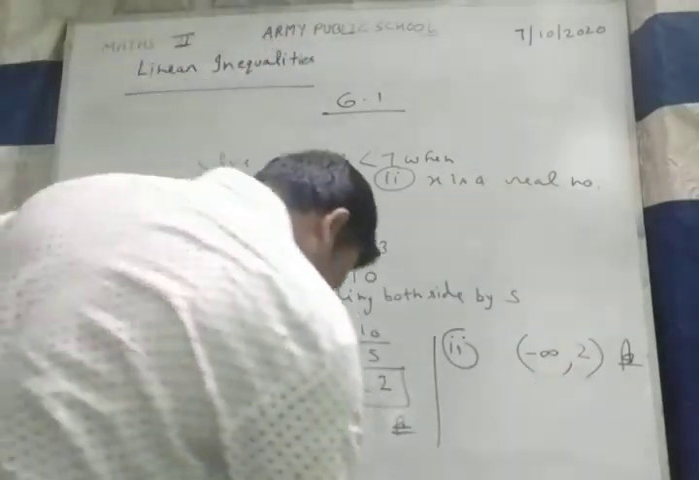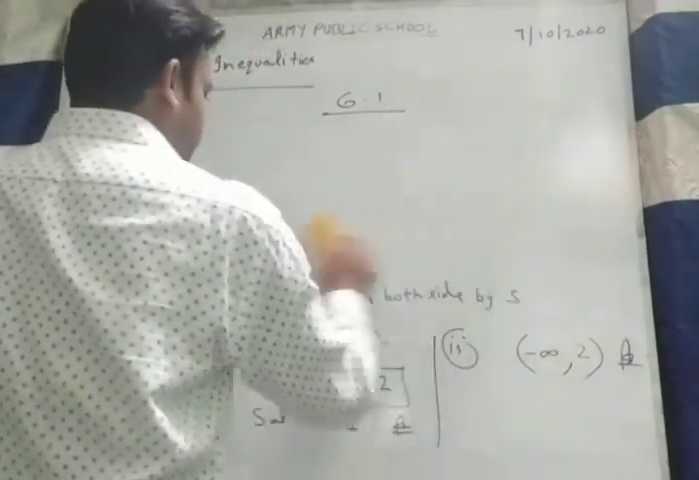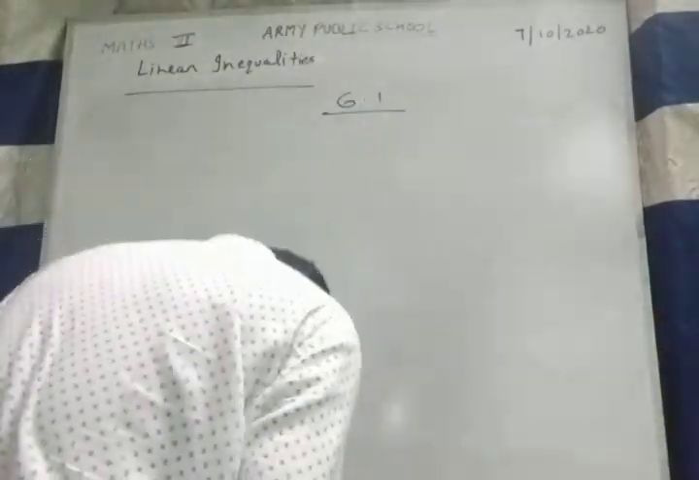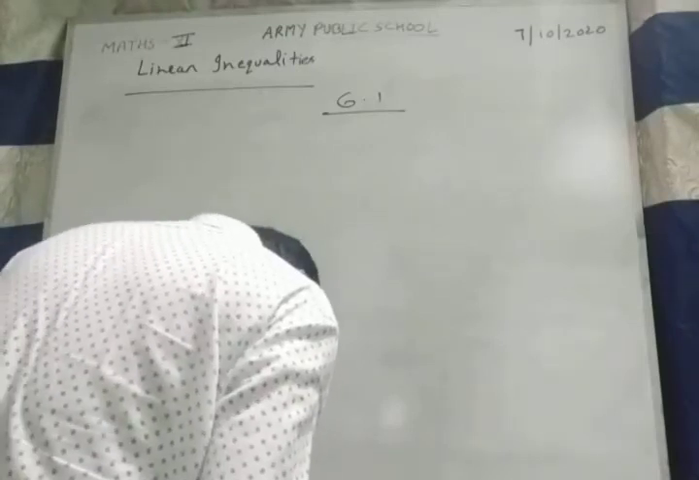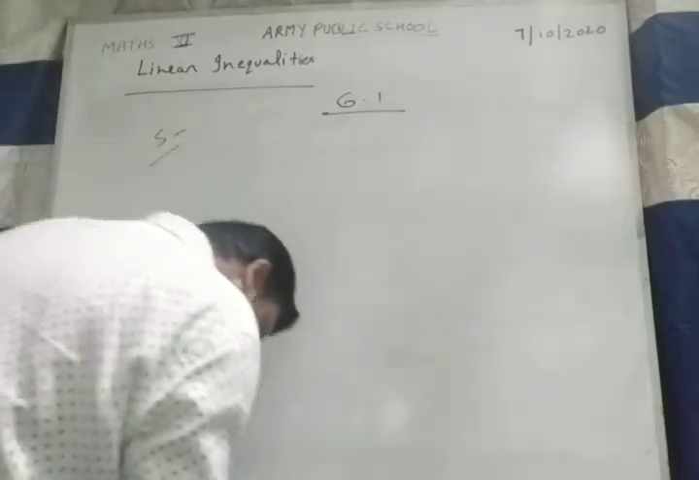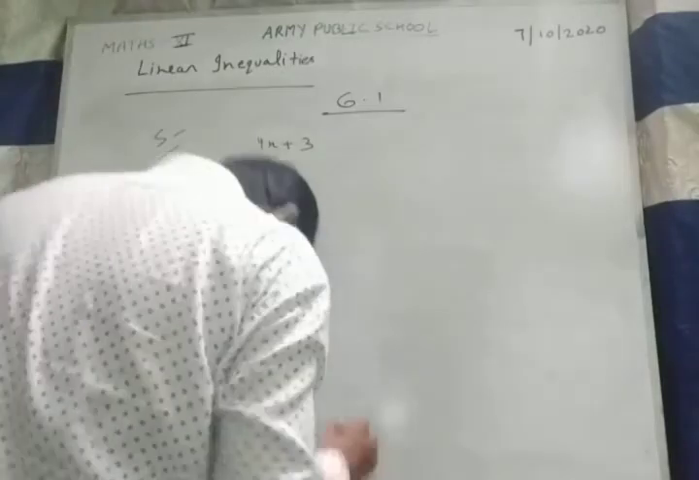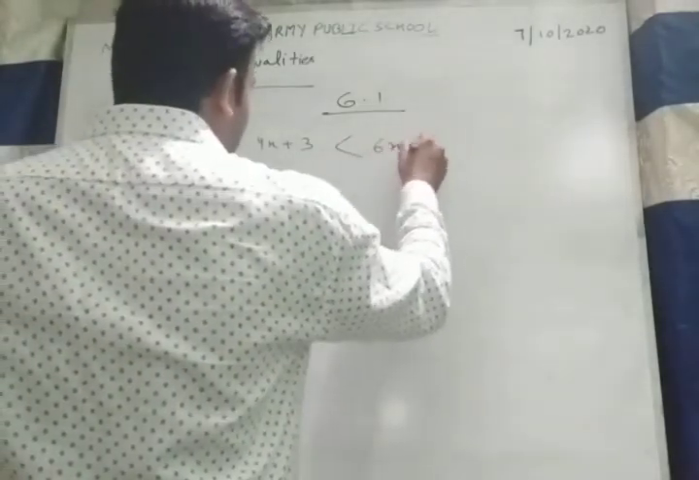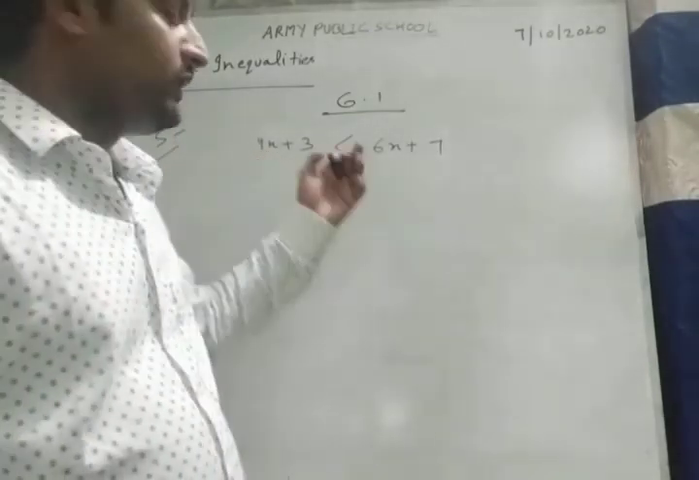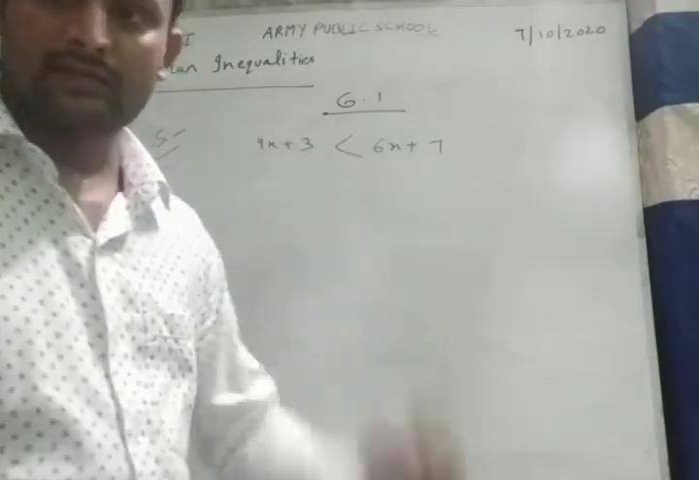Next question. Question number 5. 4x plus 3 is less than 6x plus 7. We are given this question and we have to tell what will be the value of x.